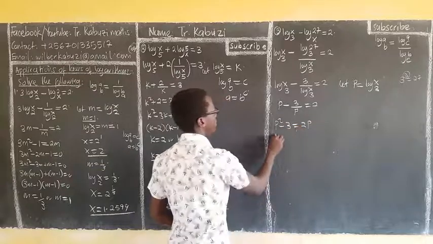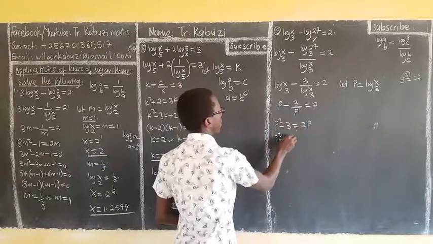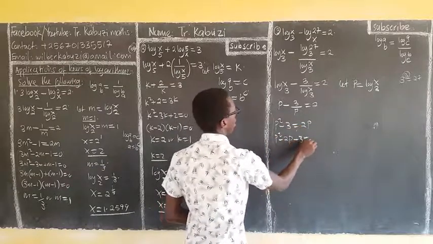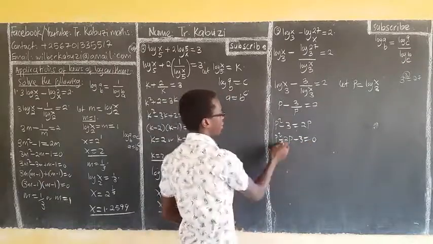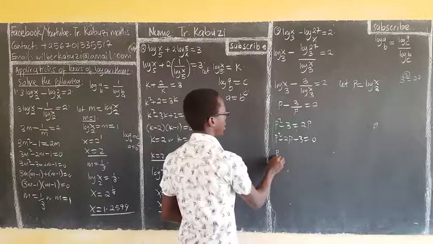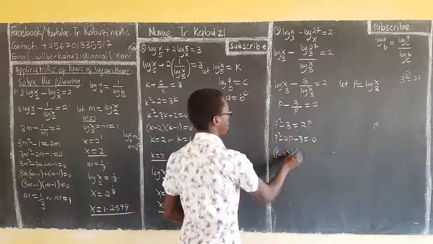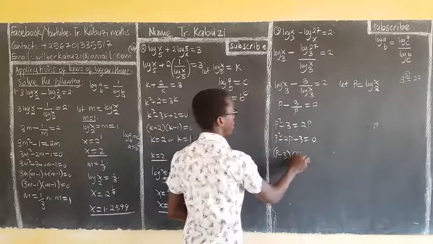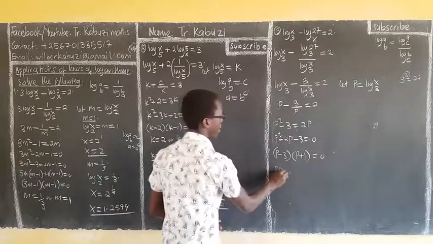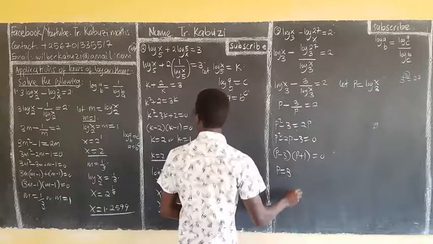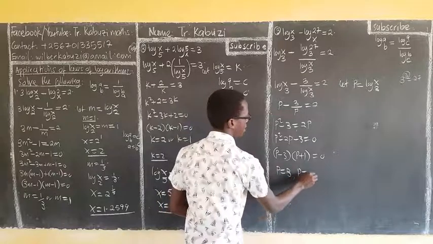Take this side. So two numbers multiply, you get negative 3 and you get that. Those are p minus 3, then p plus 1 equaling 0. So either your p is 3, or your p is negative 1.